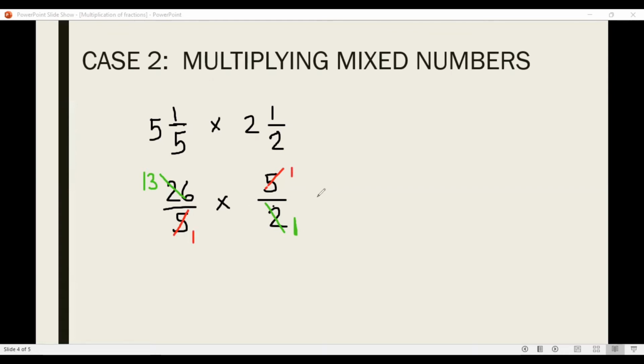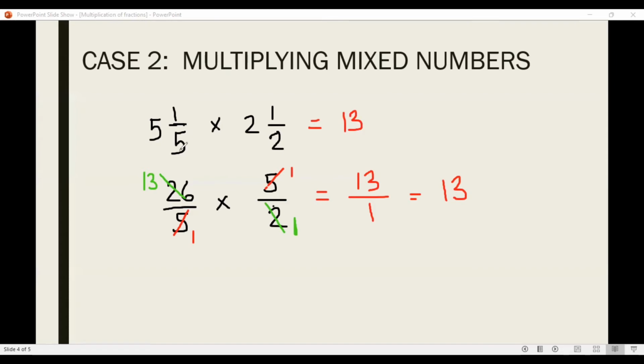Okay, so we can now get the answer. We simply have to multiply the numerator over the denominator. So 13 times 1 is equal to 13. And then all over, we have 1 times 1, that's also equivalent to 1. But this 13 over 1 will be simplified to 13. So the answer for 5 and 1/5 multiplied by 2 and 1/2 is equal to 13.